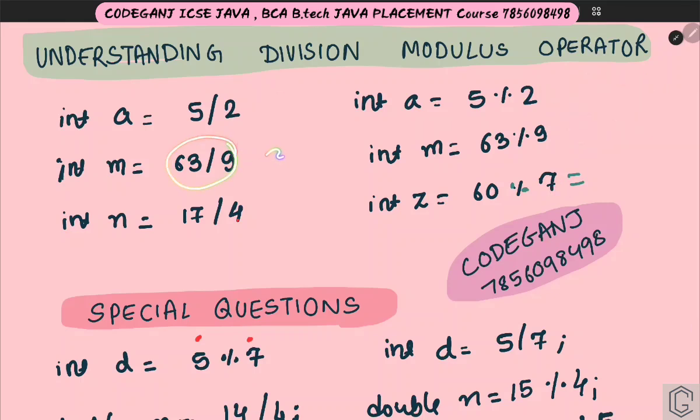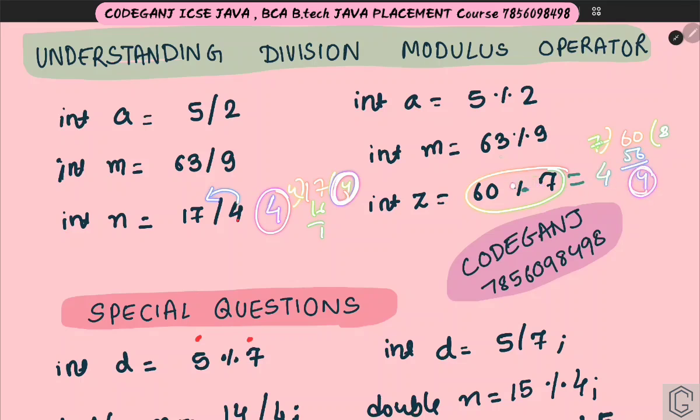Similarly here 63 by 9 will give you 8 as the answer. No, sorry, 7 as the answer. But here when you divide 63 by 9 you will get 0 as the remainder, so you will get 0 as the answer. Similarly 60 divided by 7 will give you 8, and 60 mod 7 means you are dividing 60 by 7: 7 eights are 56 and your remainder is 4. The modulus will give you the remainder.